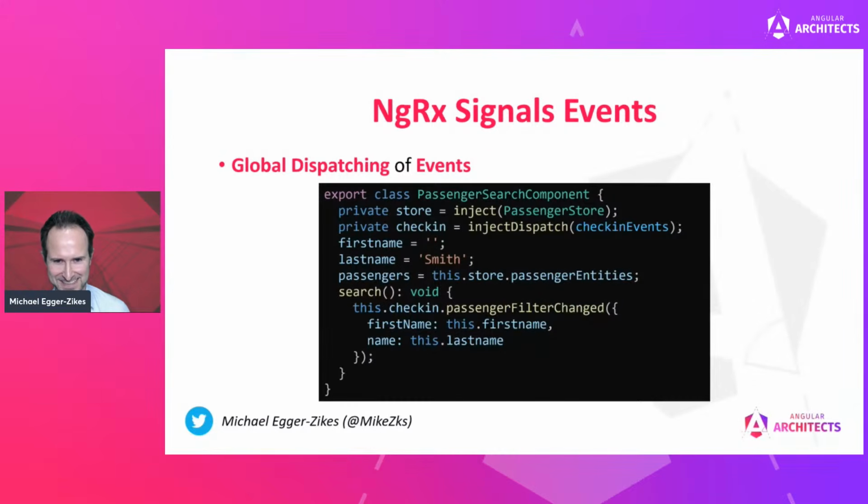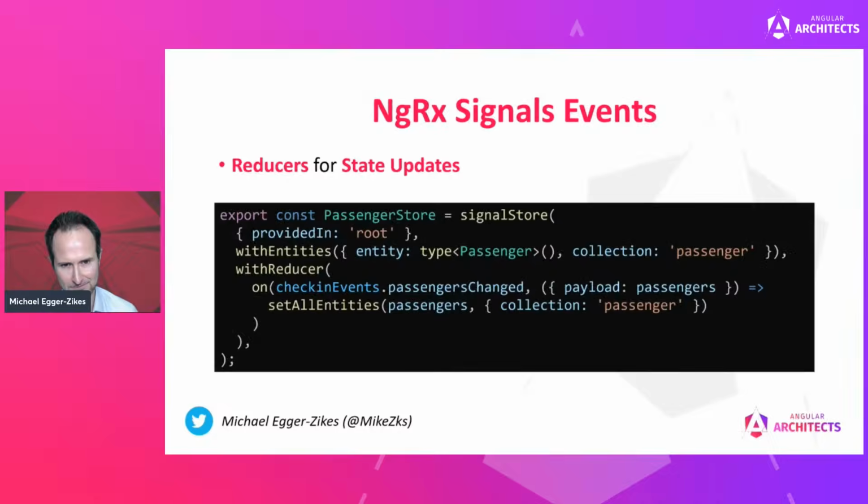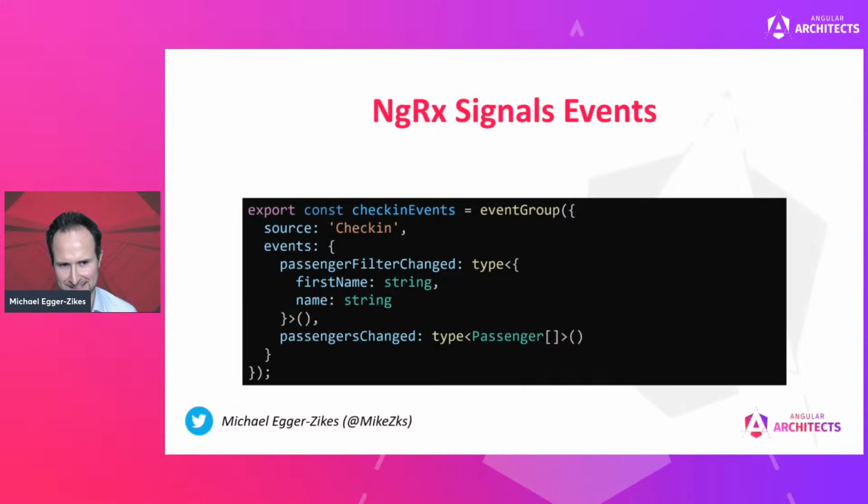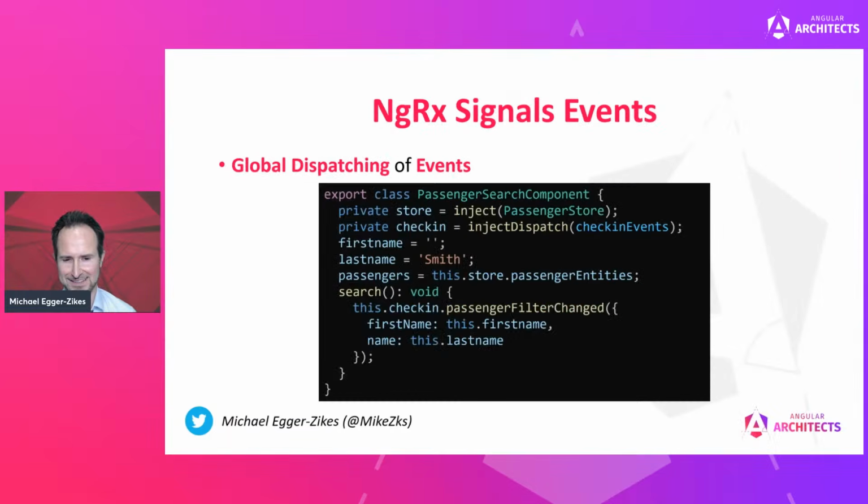Fine. How do we dispatch actions? We can go back to our component level and use the inject dispatch. The inject dispatch can reference an event group. That was the thing that we saw a bit earlier, actually this one, right? The event group that defines how your events look and which data you can put into the payload. And this is basically what brings your component self-dispatching actions.